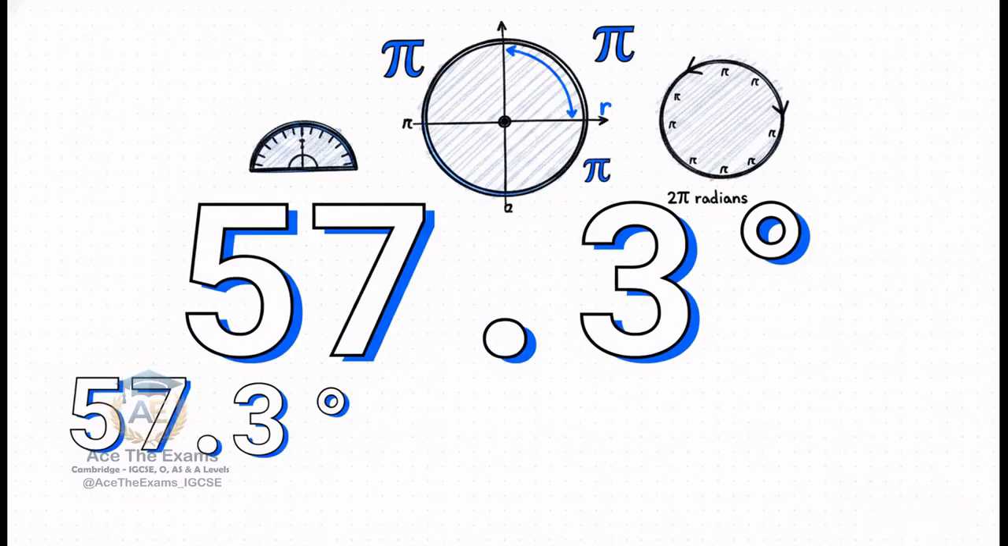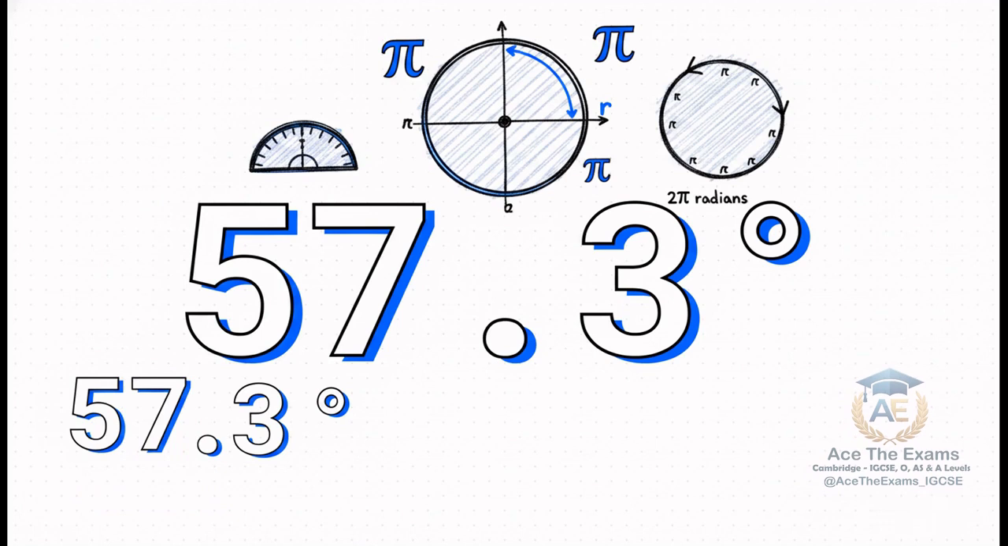Now, to put that pure geometric concept into a perspective our brains are already used to dealing with, 1 radian is approximately 57.3 degrees. But please don't write 57.3 on your exam paper unless explicitly asked to convert. I'm just showing you this to give you a mental anchor. Here's why this concept is an absolute game changer for your exam potential.